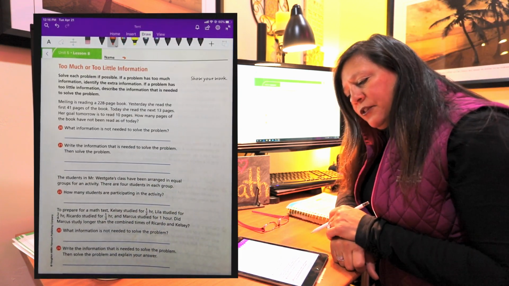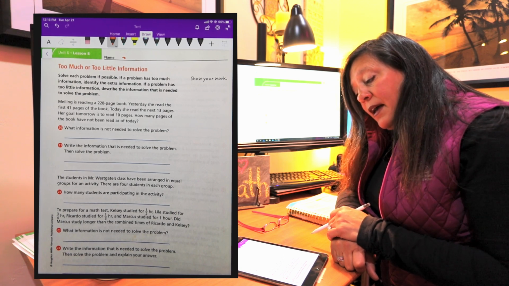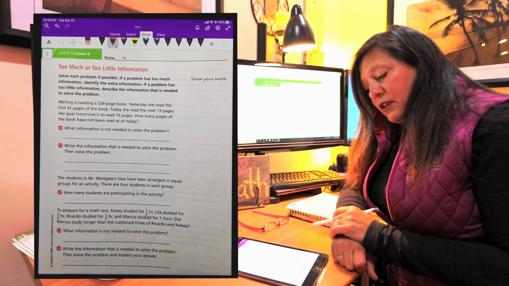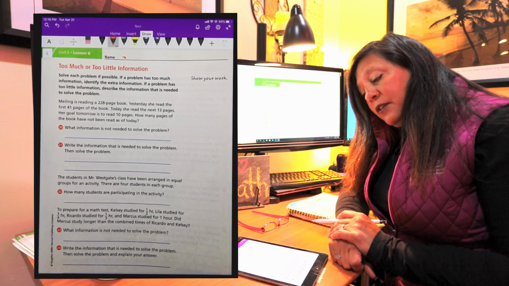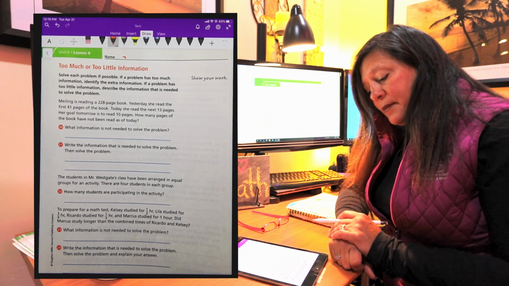Let's go ahead and read our directions here. Solve each problem if possible. If a problem has too much information, identify the extra information. If a problem has too little information, describe the information that is needed to solve the problem.